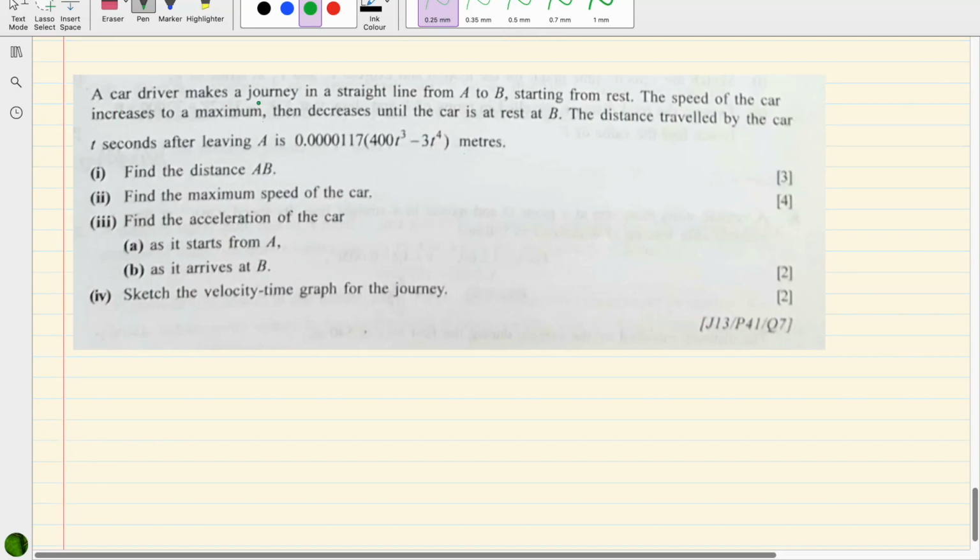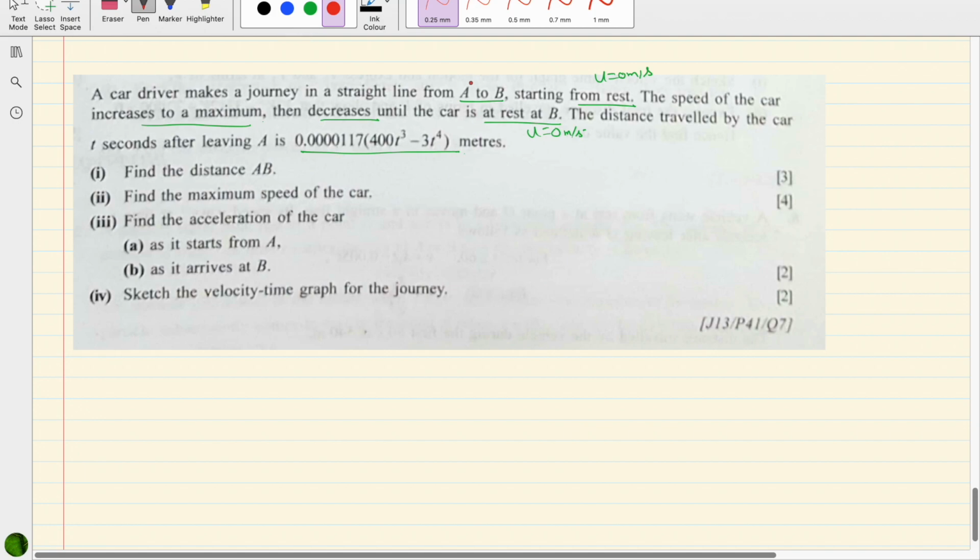Question says a car driver makes a journey in a straight line from A to B, starting from rest. Velocity is equal to 0 meters per second. The speed of the car increases to maximum, then decreases until the car is at rest at B. Velocity is again equal to 0 meters per second. The distance traveled by the car t seconds after leaving A is given by this equation. Find the distance AB.